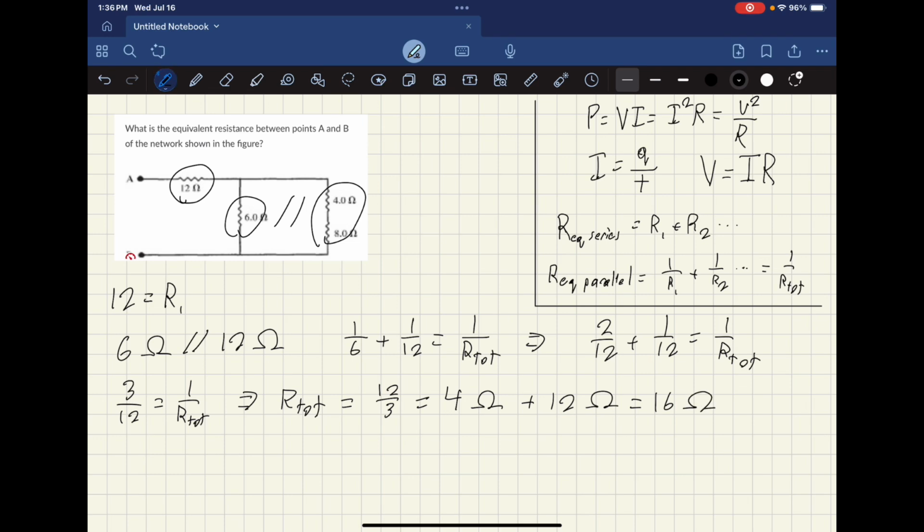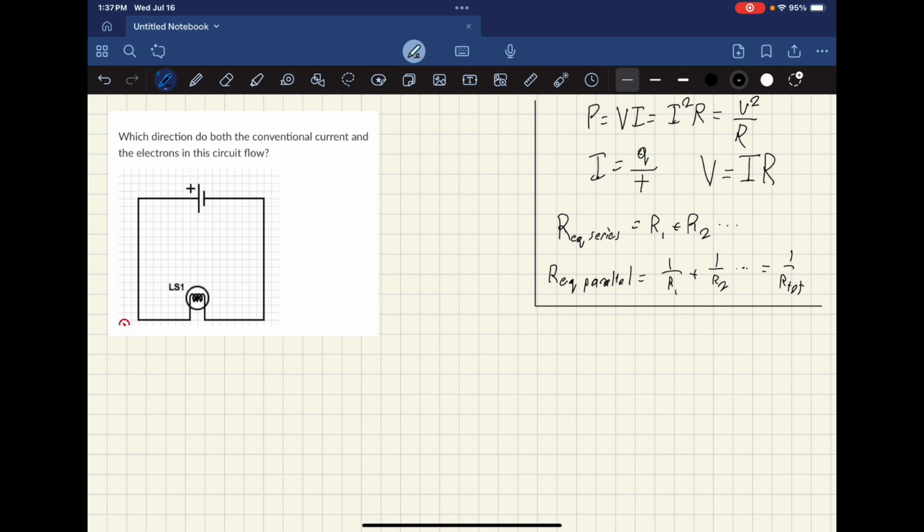This can be done because this 12 ohm resistor here is now in series with the equivalent resistance of the whole parallel thing happening here. The next question asks us, which direction do both the conventional current and the electrons in this circuit flow? And it gives us just a basic circuit. So this is again just a conceptual question.